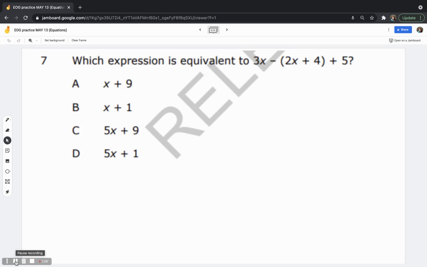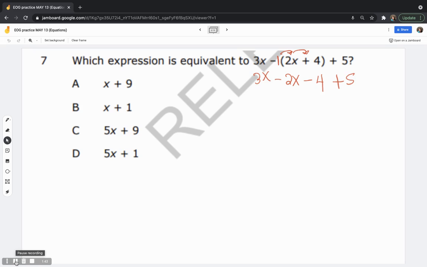My next question says, which expression is equivalent to 3x minus (2x + 4) plus 5? Now, if I have a negative sign outside the parentheses, that is an understood -1, which means that I need to distribute that -1 to what's inside the parentheses. So -1 times 2x is -2x. -1 times a +4 is -4. And then I'm going to bring down those other two terms.